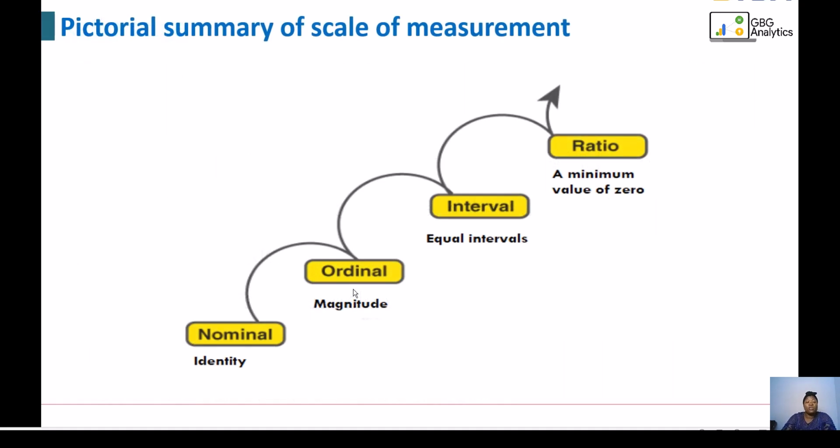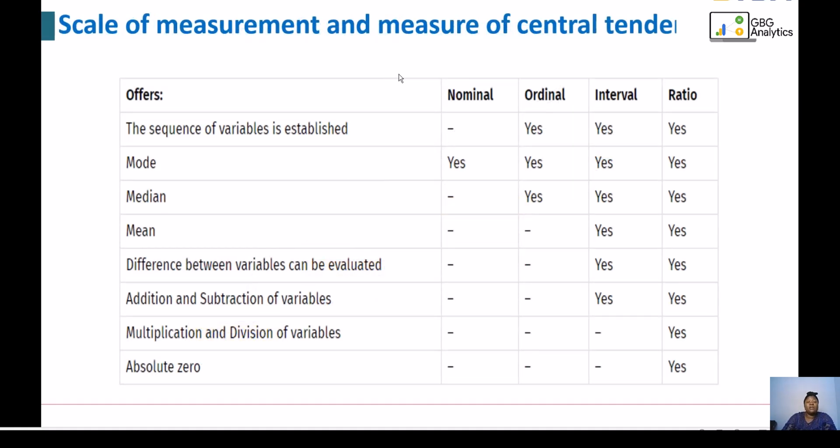So this is the pictorial summary of what I've been talking about so far. We have the nominal that uses identity as an example. For the ordinal, you could use the magnitude, or for interval, you could have an equal interval measure between two different values, or a ratio which could have a minimum of 0. Here are the scales of measurement versus measure of central tendency for all these four classes: nominal, ordinal, interval, and ratio.